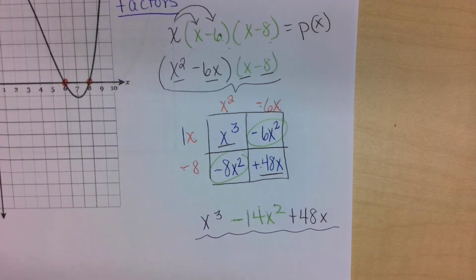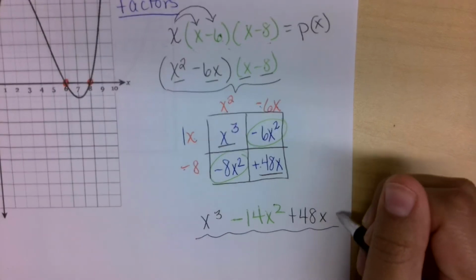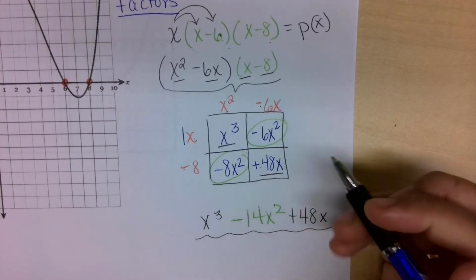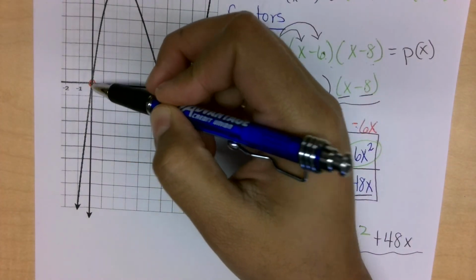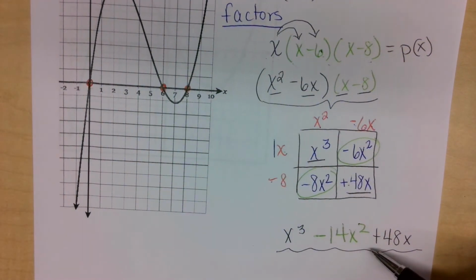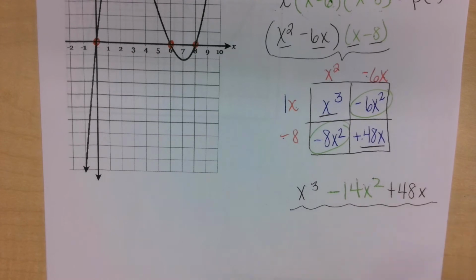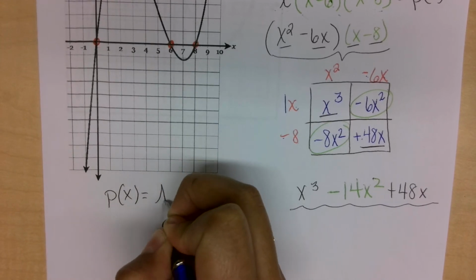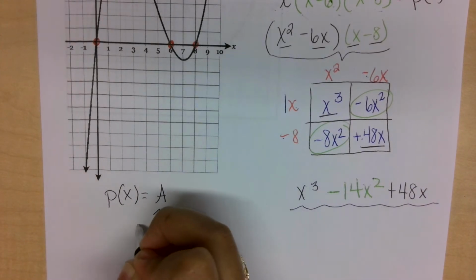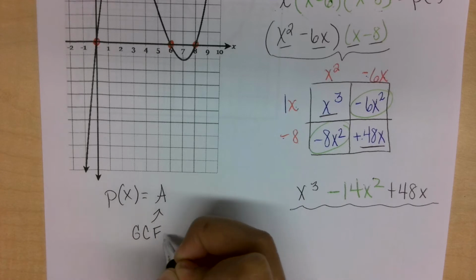For this one, the y-intercept, because there's no constant at the end, is 0. And if you look at the graph, here it is at 0. So this one actually might be the answer for this one. We are not too sure. But just to cover our bases, I'm going to put a letter A, because A was our GCF in the last example.